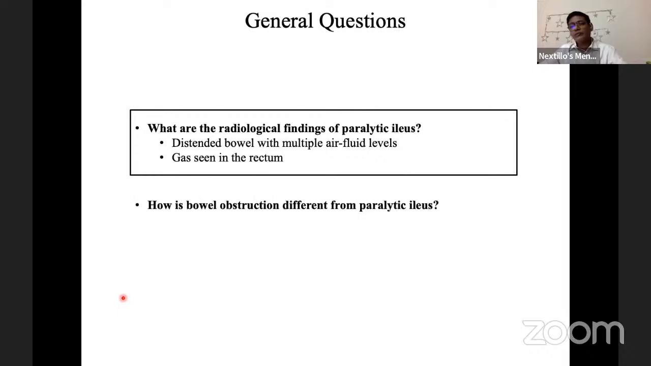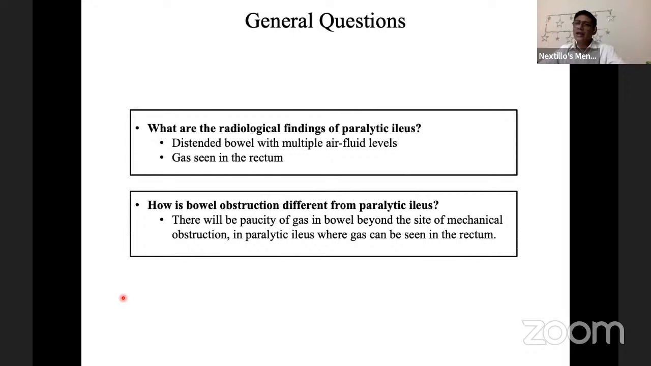The second question is, how is bowel obstruction, that means mechanical obstruction, different from paralytic ileus? Mechanical small bowel obstruction is different from the paralytic ileus. In paralytic ileus, just as I said, the gas is seen in the rectum. But in mechanical obstruction, there is paucity of gas. That means there is no gas in the colon or the rectum beyond the point of obstruction. So this is the basic difference, mechanical and functional, if it is asked.